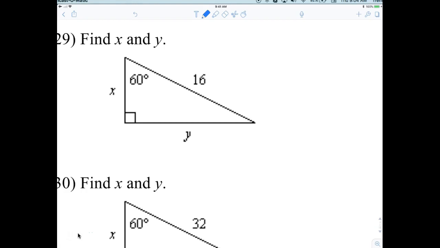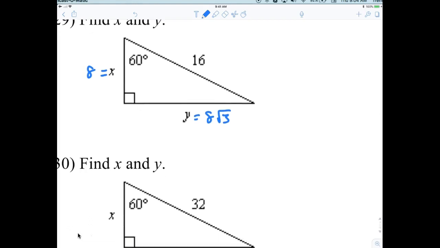And then the next one is 16 over 2 and 16 radical 3. Listen to what you just said. X is 8, and Y is 8 radical 3, same thing. I looked at that completely wrong. I had 16 over 2, which I believe is 8.